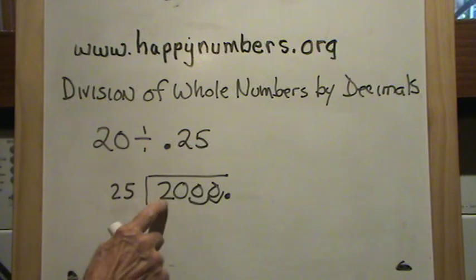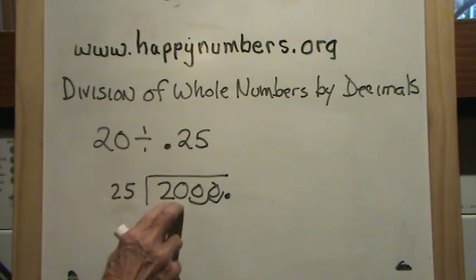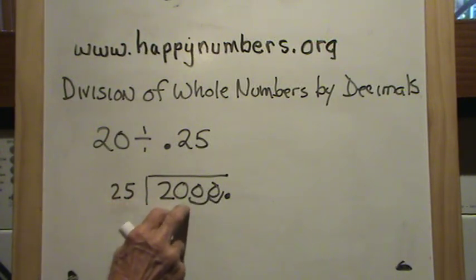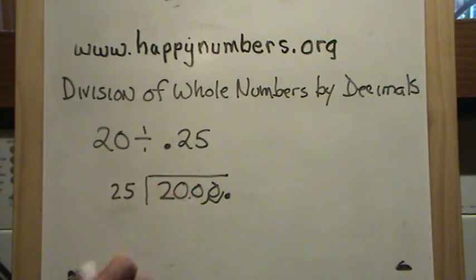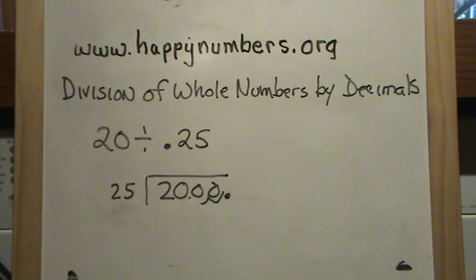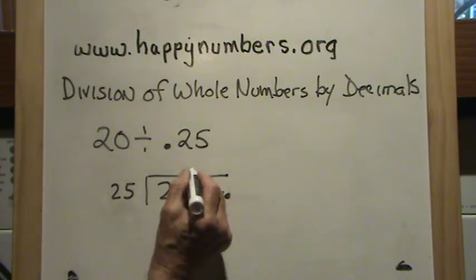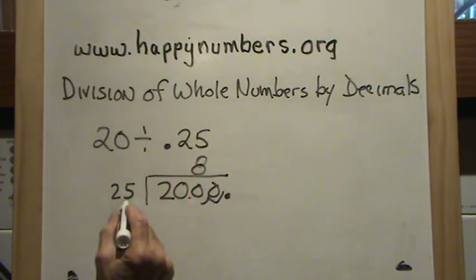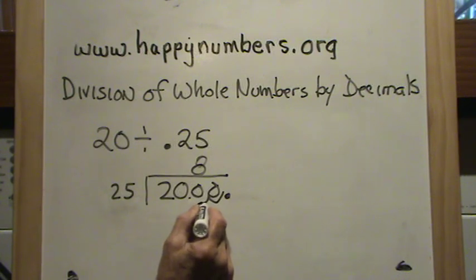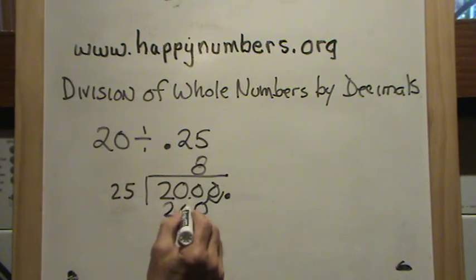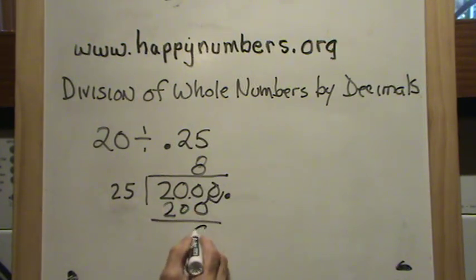Then we say, 25 cannot go into 2. 25 is way too big to go into 2. 25 can't even go into 20. It's still too big. But we know 25 can go into 200. I know 25 can go into 100 4 times, so 25 must go into 200 8 times. Let's see. 8 times 5 is 40. Carry the 4. 8 times 2 is 16, and 4. So it does go. We subtract, we get 0.